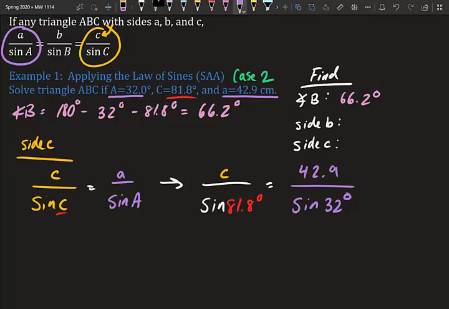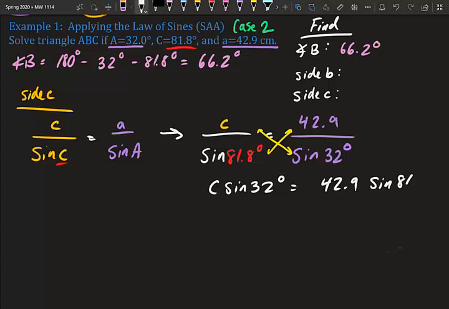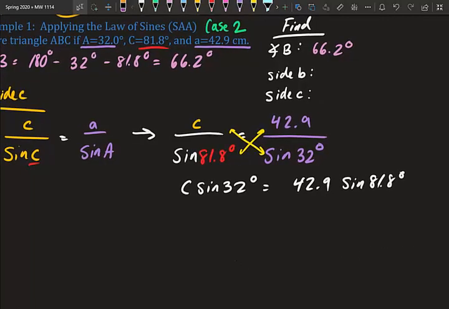Alright, now since this is just one fraction on each side, we can cross multiply here. So when we cross multiply, we are left with C sine 32 degrees equals 42.9 sine 81.8 degrees. And then to solve for C, we're going to divide by sine 32.